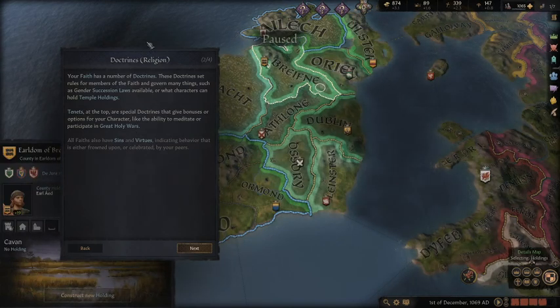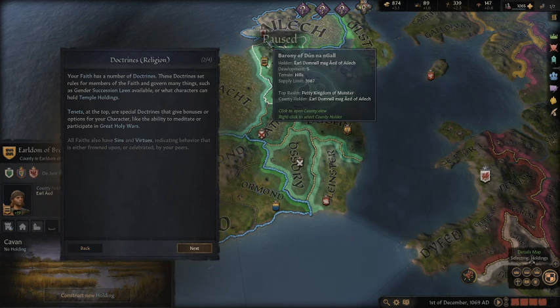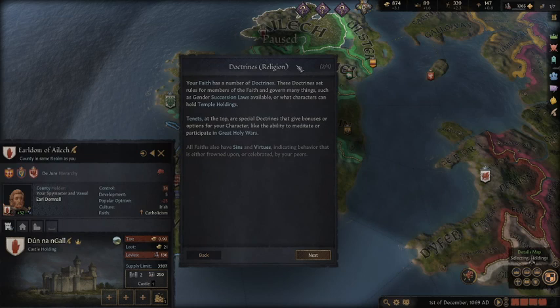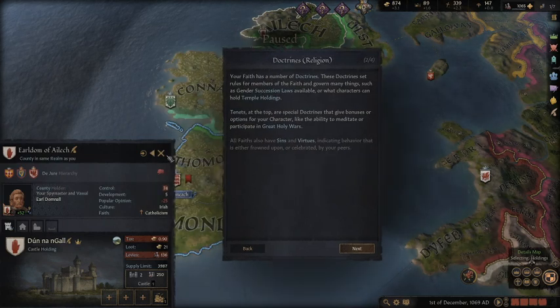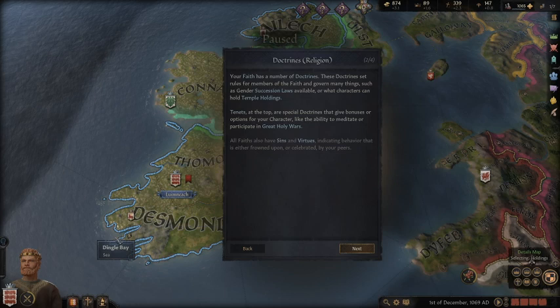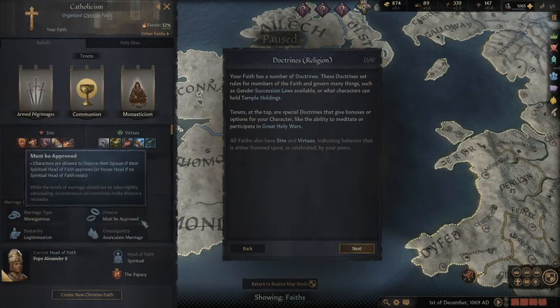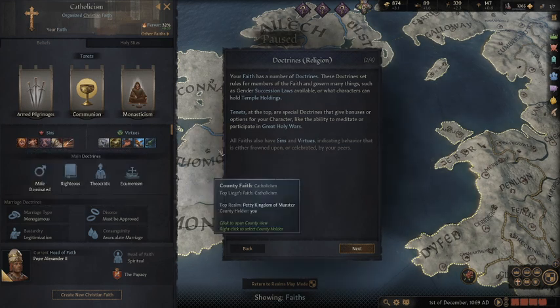Your faith has a number of, come on, let me drag this out of the way so I'm actually able to view things. Doctrine and religion. Your faith has a number of doctrines. These doctrines set rules for members of the faith and govern many things, such as gender succession laws, or what characters can hold temple holdings.